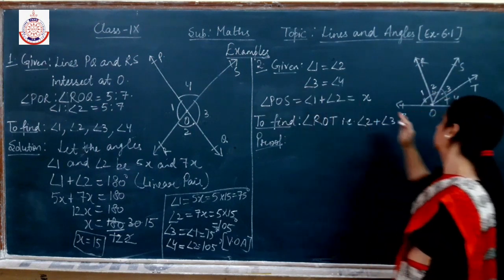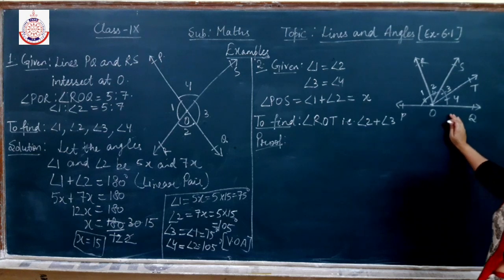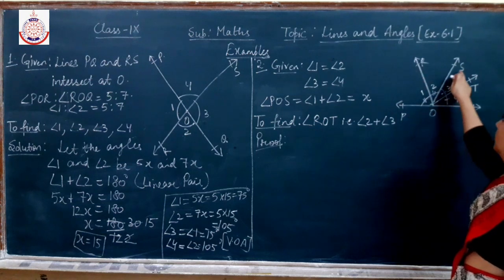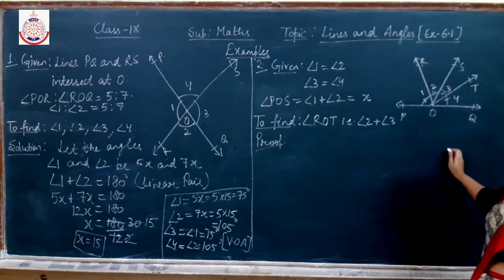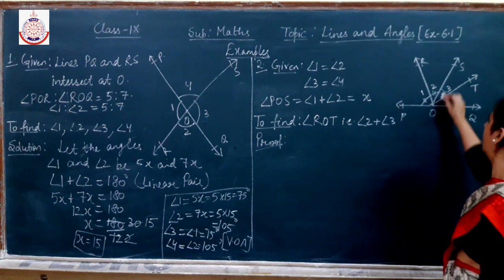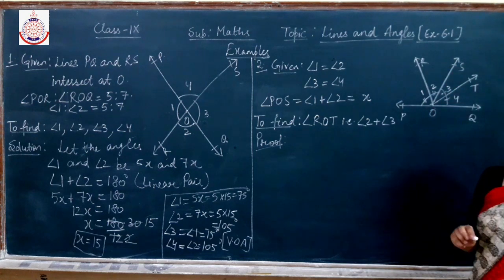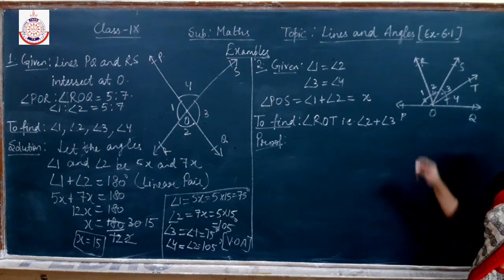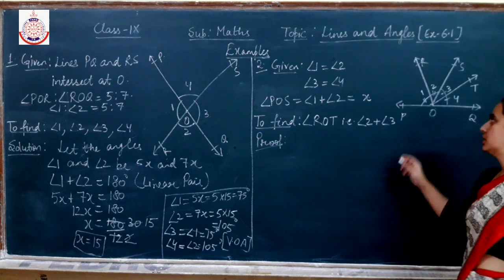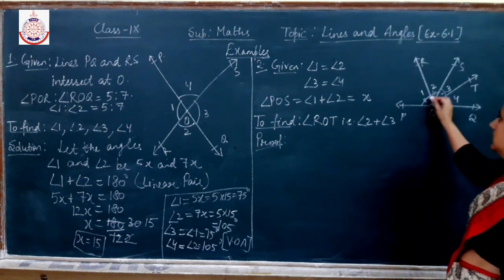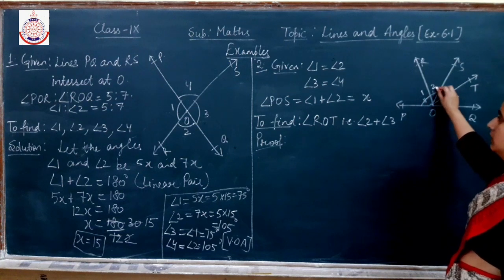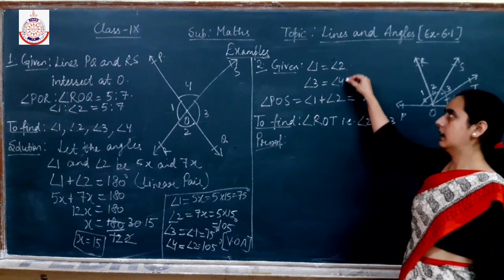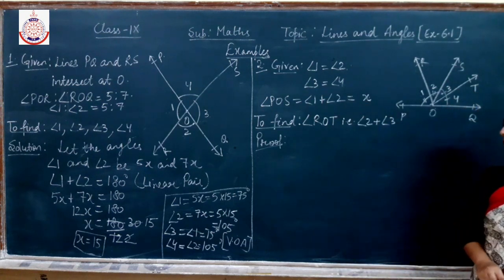It is given that this figure is already given in the question. It's given that POQ is a straight line. OR and OT are the bisectors of angle POS and SOQ respectively. Now, as I discussed in the beginning also, a bisector divides an angle into two equal parts. So here you can see the symbol also: angle 1 is equal to angle 2 and angle 3 is equal to angle 4. So I have written angle 1 equals angle 2, angle 3 is equal to angle 4.